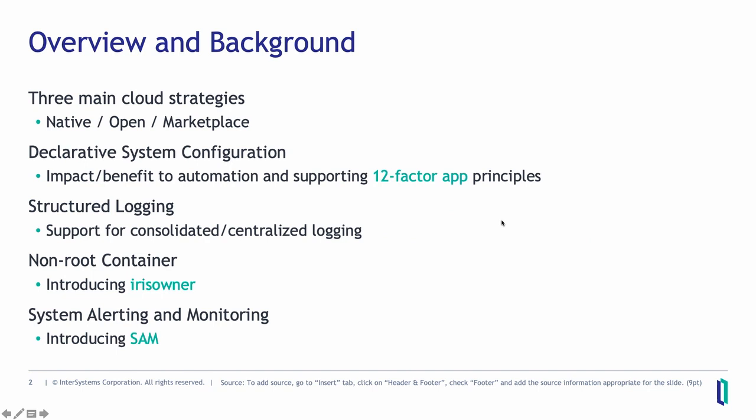Here at InterSystems, we have three main cloud strategies. We have native, open, and the marketplace. We will discuss each of these in a little more detail. We now have support for a declarative system configuration, and specifically, maybe not so much an opinionated deployment, but something that'll help with automation, because I don't think we're truly opinionated yet, but it'll help with integrating into things such as Ansible, Chef, Puppet, any other cloud provisioning tools, CloudFormation, and so on and so forth.